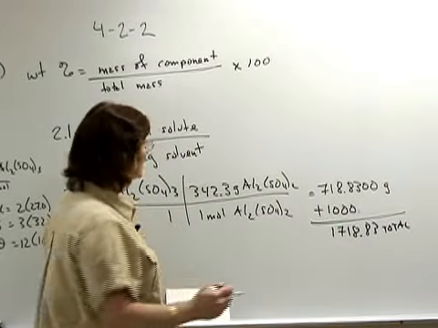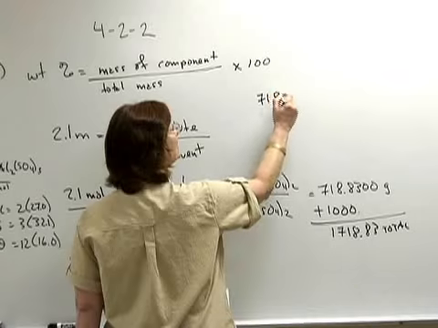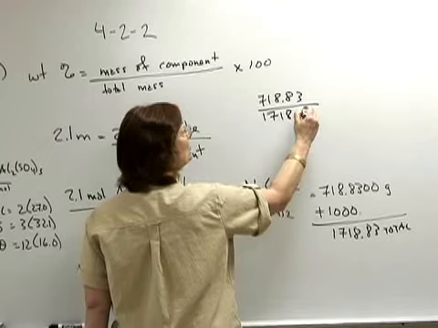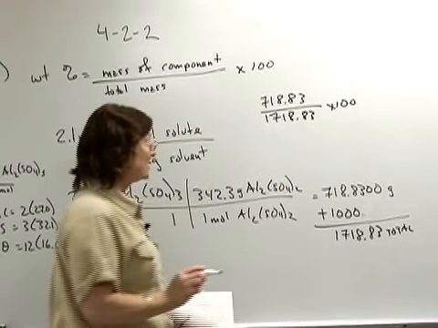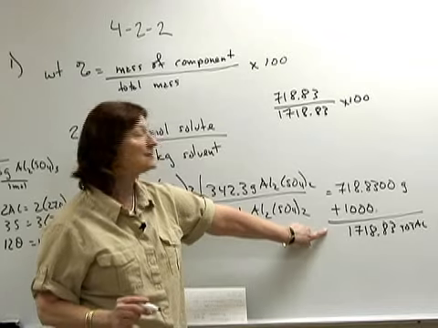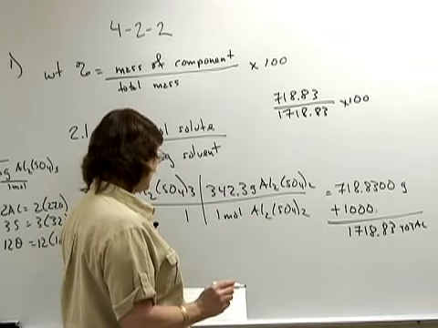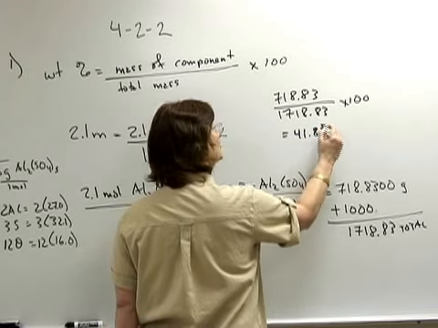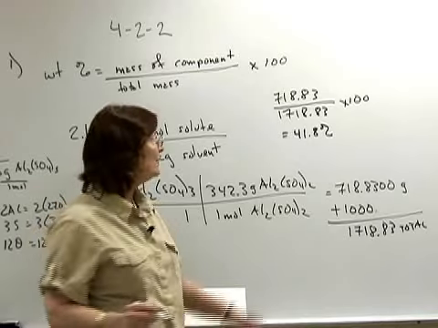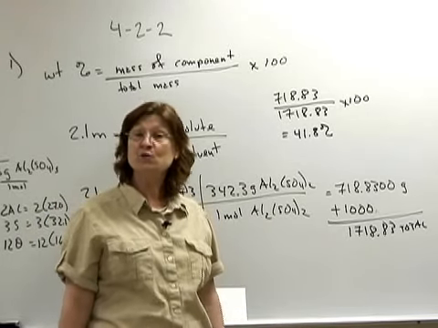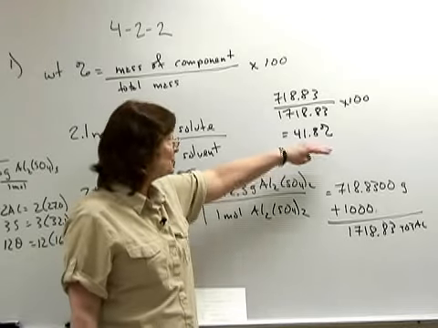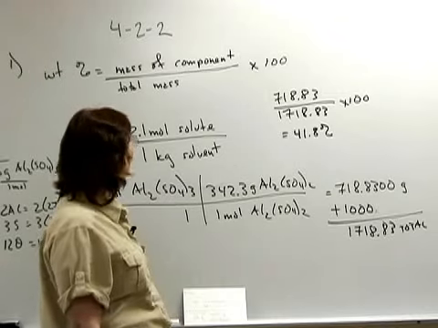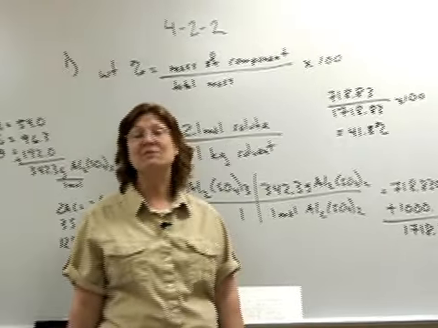And then to do the mass percent, I take the mass of my component, 718.83, divided by the total mass, 1718.83 times 100. The mass of the component divided by the total mass times 100. And this is a very large percentage. It is 41.8% because we take percents to the tens place. That's a very large percentage. Because there's only 2 things in this solution, by subtracting this from 100, I could get the percent of the solvent. But the question wasn't asking for that. And that's how you do a weight percent problem if you are given molality.